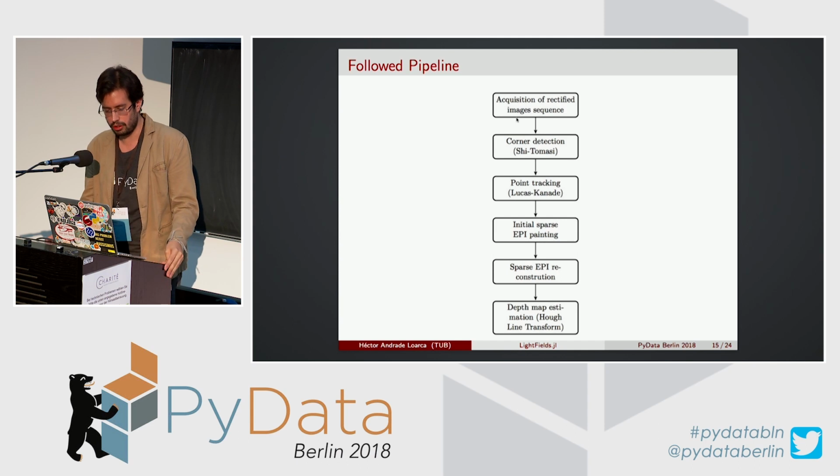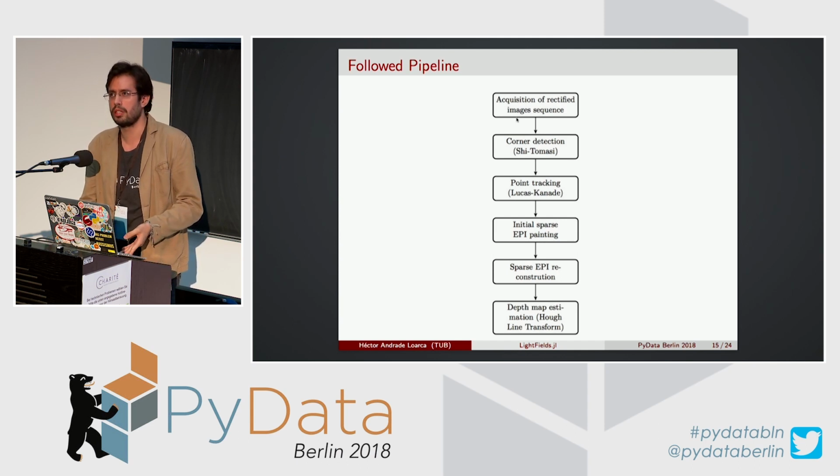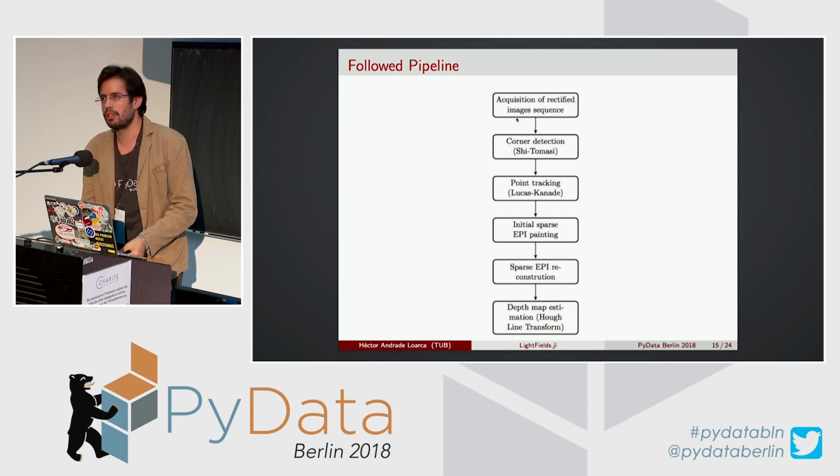So I use the Shi-Tomasi algorithm, which is implemented in OpenCV, this open source library for computer vision in Python. And then you need to track the points. For this, I just use the Lucas-Kanade algorithm. I actually did my master thesis on this, so I can give you that also if you want to know more of the mathematics behind these algorithms.